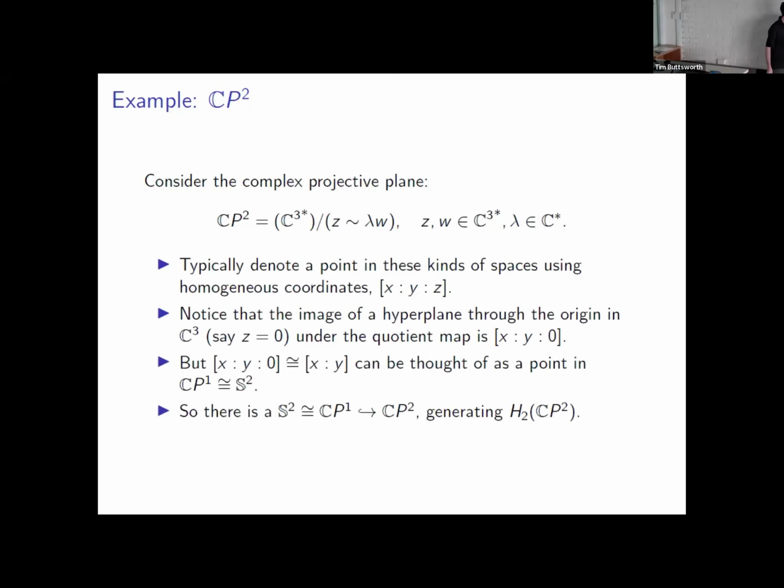But if I just forget about that third coordinate, well, now I've got something where, if you write down all the definitions and local coordinates and what have you, you see that this thing, just bring all the numbers down as you need, is now a point in CP1. CP1 is just S2 with a complex structure on it. So there's a copy of S2 sitting inside CP2, and this is what generates our second homology.